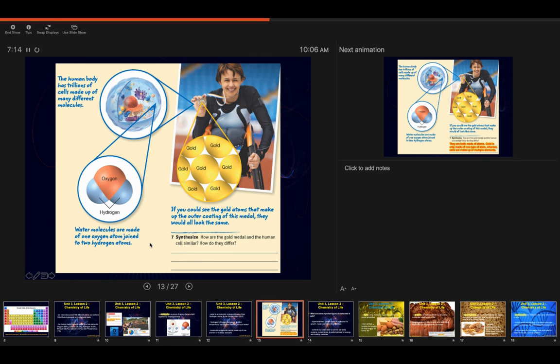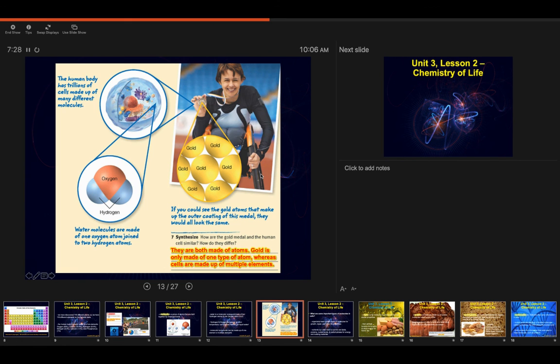Let's look at this question: how are the gold medal, which is just one gold atom after another, and the human cell similar or alike, and how are they different? It's a great question. Well, they're both made of atoms. The cell has all different kinds of atoms in it, and we'll get into those specifically tomorrow. Gold is only made of one kind of atom. It's gold atom after gold atom. The cell has multiple elements. There's oxygen, there's hydrogen, and there's where they combine.